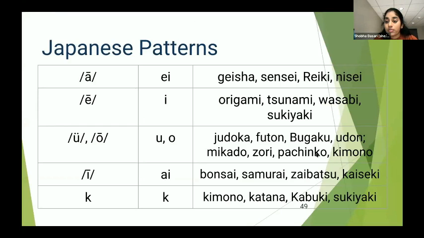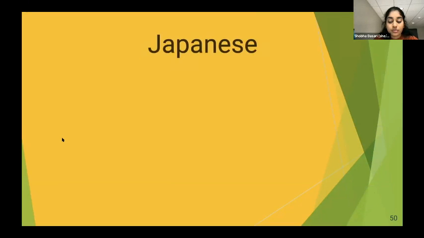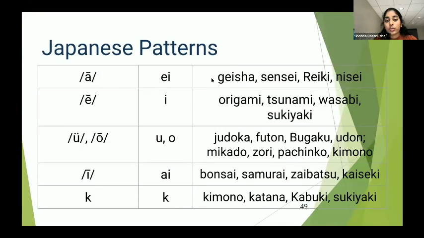Cool. So then we have Japanese, again somewhat similar to Chinese, but we'll have some differences. In Japanese, the A sound is spelled with an EI. And so you see this in words like geisha, sensei, reiki, nisei. So that A sound is spelled EI. You also have in Japanese the E sound, which is spelled with an I. So origami, tsunami, wasabi, sukiyaki. That E sound is spelled with an I.